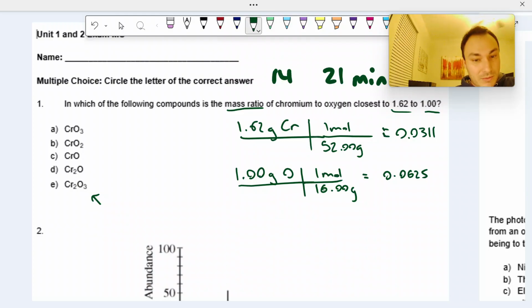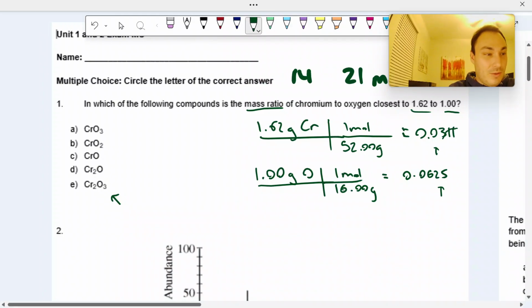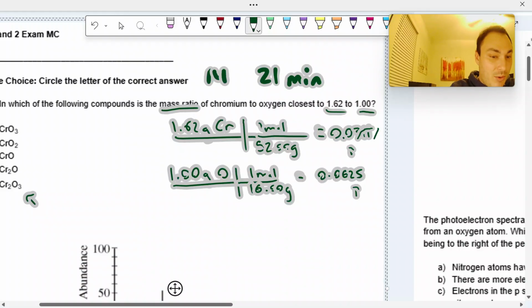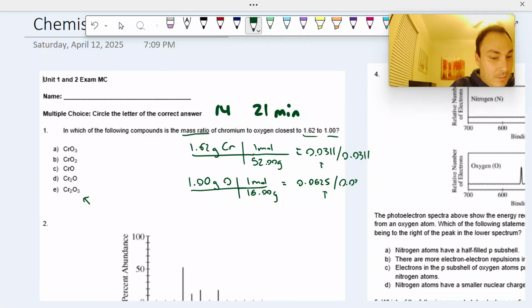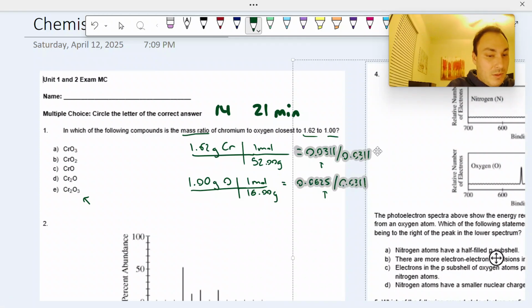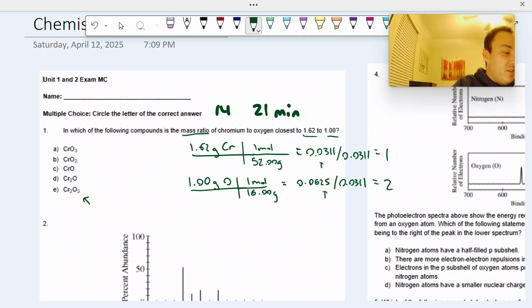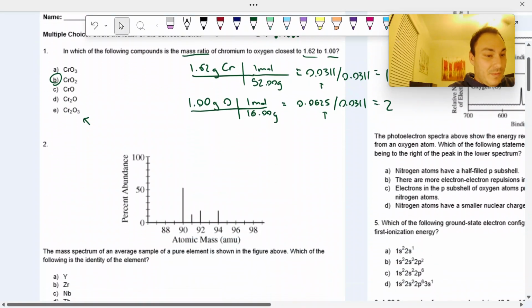So from here, I would be able to see that I have twice as much oxygen as I do chromium. But remember, to get it to whole numbers, one thing we can do is just divide by the smallest. Let's divide both of these by 0.0311. And then we get 1 chromium for 2 oxygens. It's CrO2, which is B. All right, let's continue on.